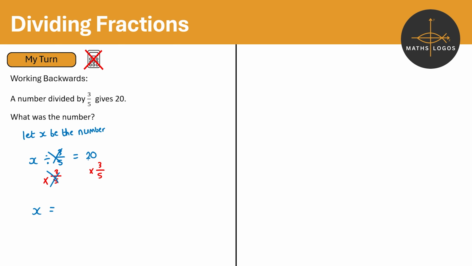What I can then do is do my right-hand side. 20 multiplied by 3/5 is the calculation I want to do. Now I want to do 3/5 of 20, or 20 multiplied by 3/5. Let's quickly think about what 1/5 of 20 is. Well, that would just be 20 divided by 5, which is 4. So 3/5 of 20 is equal to 3 lots of 4, which is 12. So my number x is 12.